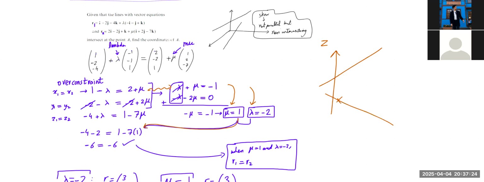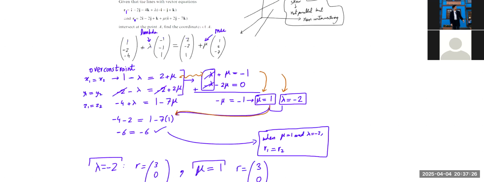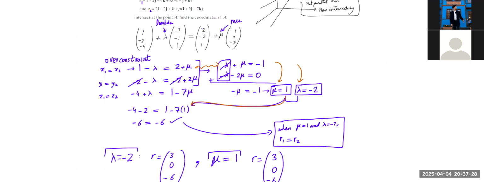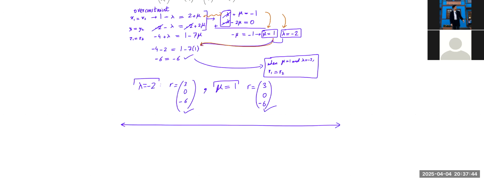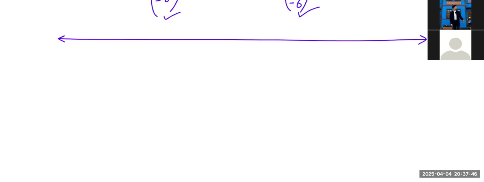Would you say that the z values are skew? Oh, no, we wouldn't say the z values are skew. We would say the whole vector is skew or the lines are skew. So basically, skew lines are any lines that have no point of intersection. But of course, they're not parallel, because if they were parallel, then this would be very useless. So how do you check that they're not parallel though?